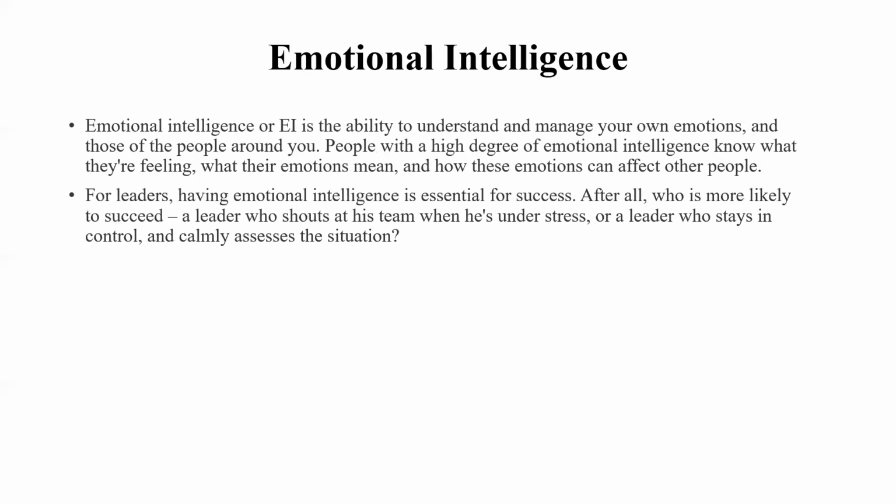Then emotional intelligence. What is meant by emotional intelligence? It's EI. EI is the short form of emotional intelligence. Emotional intelligence, or EI, is the ability to understand and manage your own emotions and those of the people around you. People with a high degree of emotional intelligence know what they are feeling, what their emotions mean, and how these emotions can affect other people.